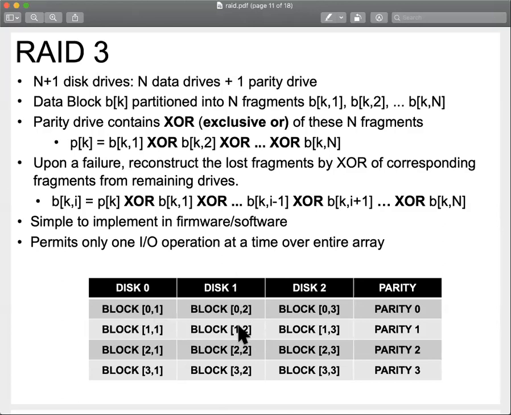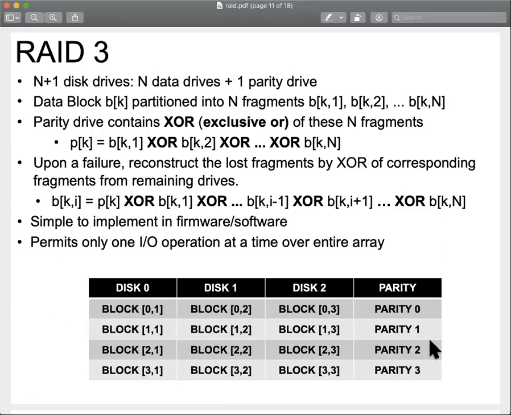For example, to recover block 1,2, we would do an XOR of block 1,1 and block 1,3 and parity 1. When we do that, we get back our block 1,2. So as long as only one disk has failed at any time, we can get that failed disk back by doing an XOR of the remaining contents of the remaining disks.